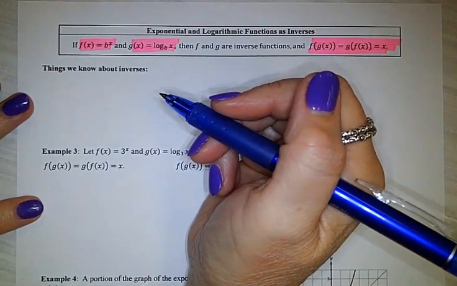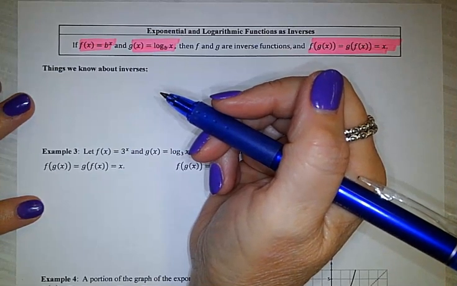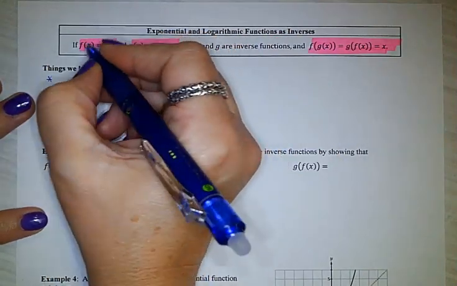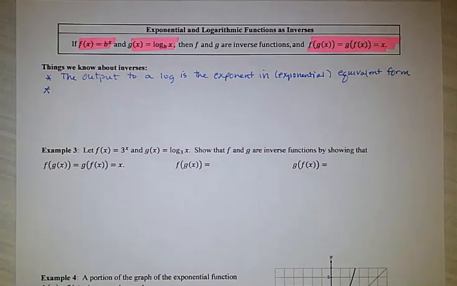So let's talk about some of the things that we know and that we want to remind ourselves about. Let's say if we recall, the output to a log is an exponent. That's from our changing to equivalent form. So let's get that in our list. So the output to a log is the exponent in exponential form of its equivalent form. So that's what we practiced in the last lesson.